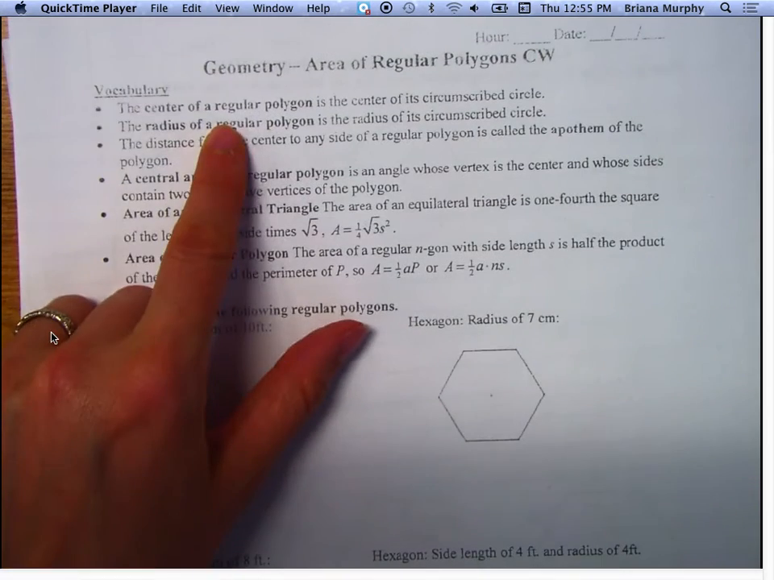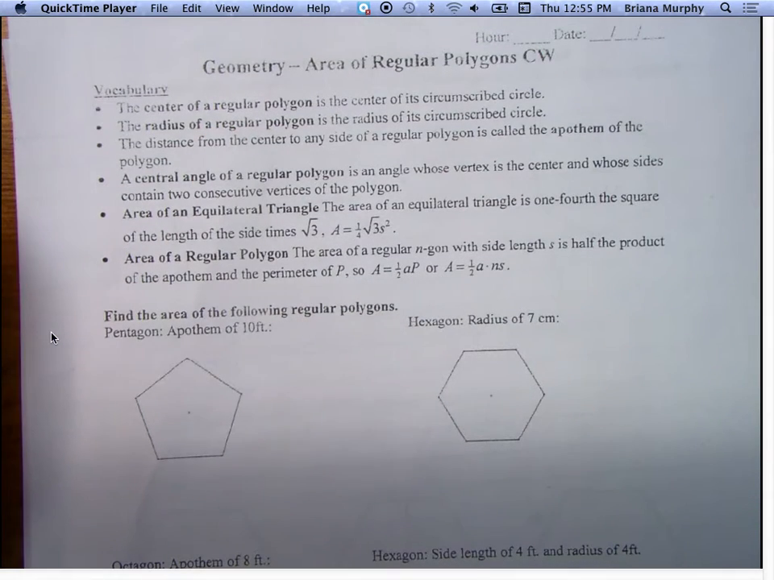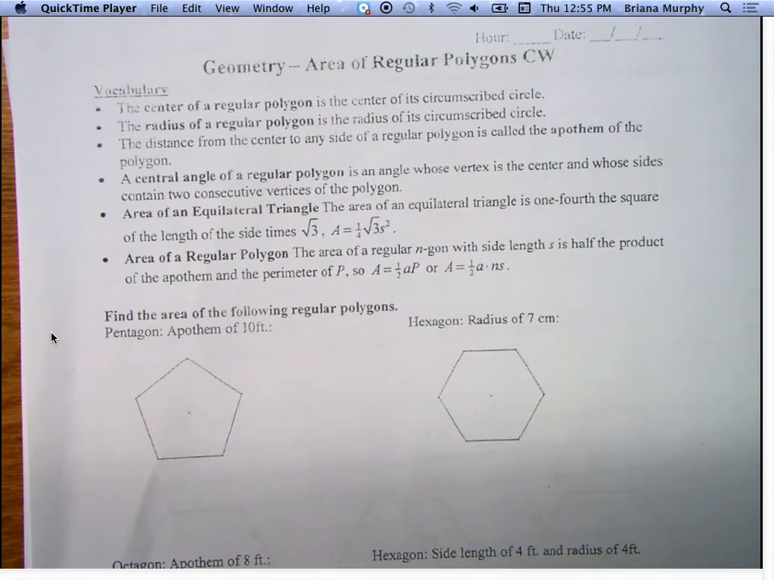Okay, so the center of a regular polygon is the center of its circumscribed circle. The radius of a regular polygon is the radius of its circumscribed circle. Remember, circumscribed circles surround something. They go around it. The distance from the center to any side of a regular polygon is called the apothem of the polygon. A central angle of a regular polygon is an angle whose vertex is the center and whose sides contain two consecutive vertices of the polygon.